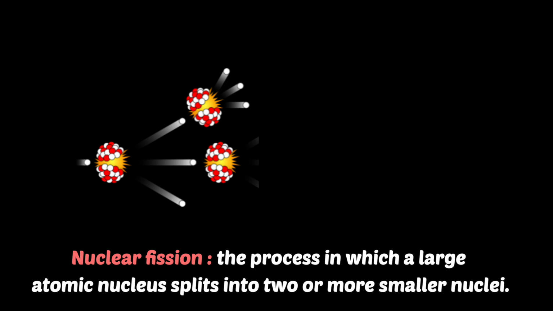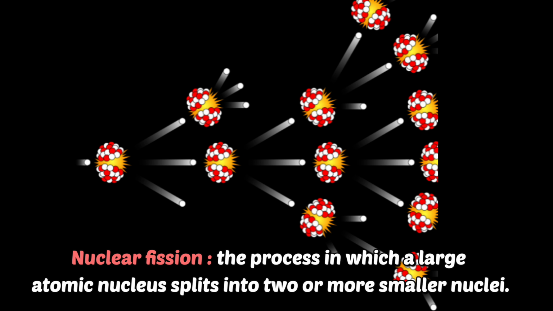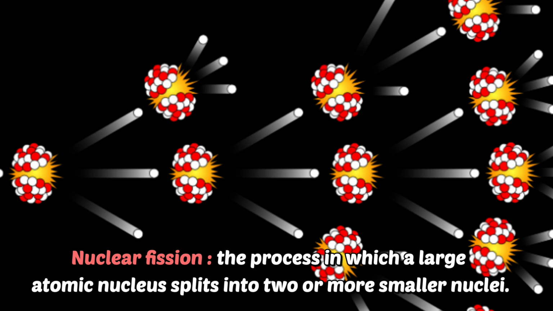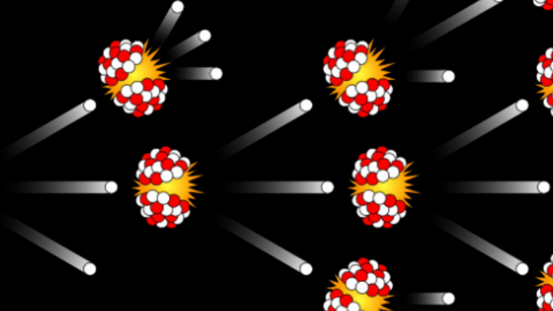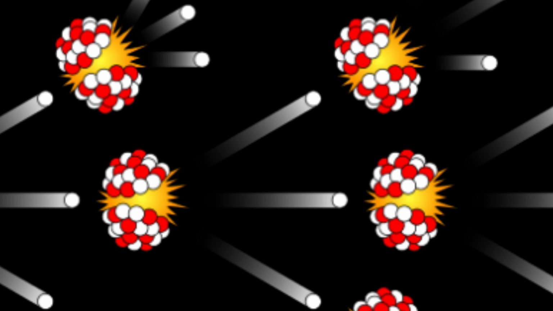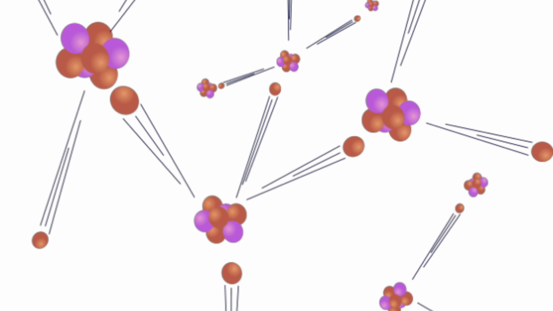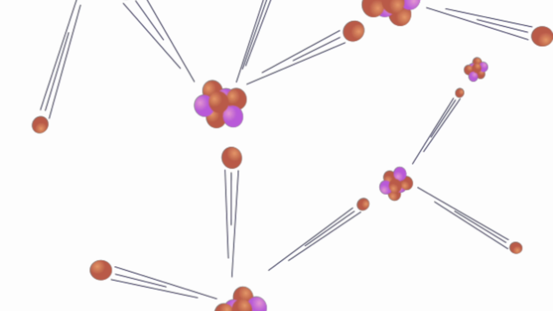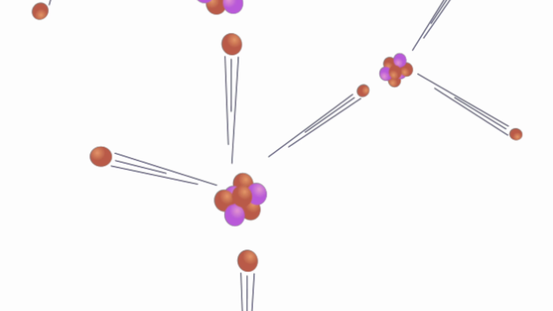Nuclear fission is the process in which a large atomic nucleus splits into two or more smaller nuclei. This process releases a tremendous amount of energy. When an unstable nucleus is hit by a neutron or decays on its own, it breaks apart into smaller nuclei.